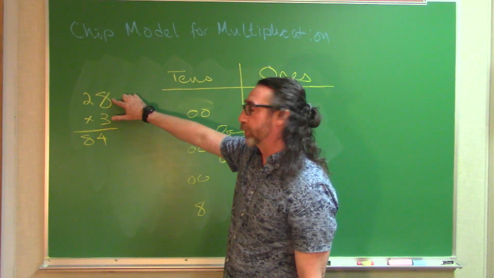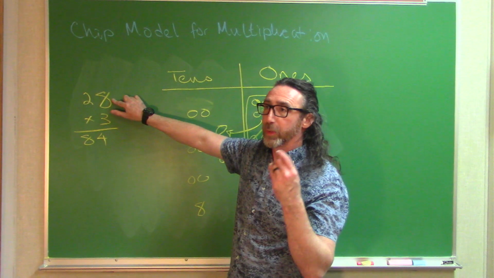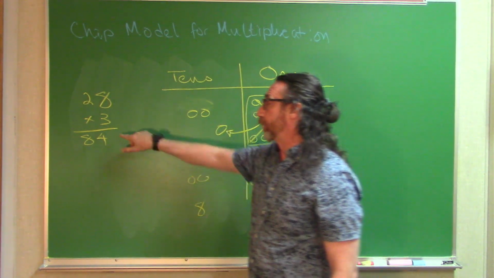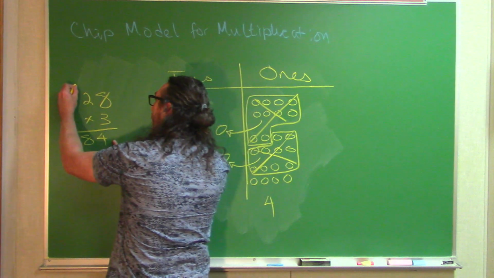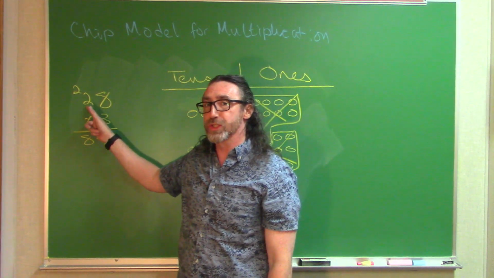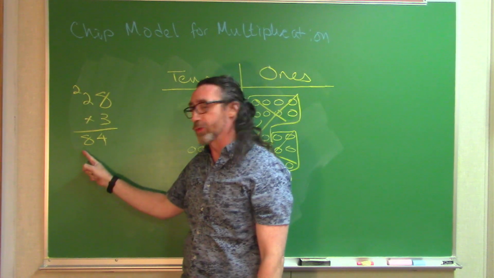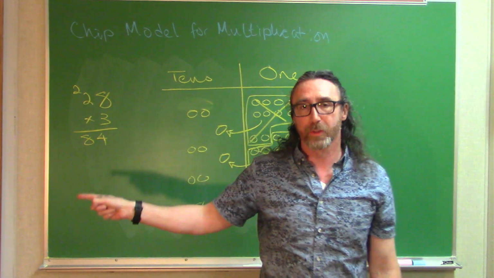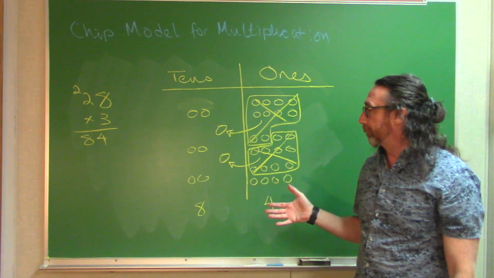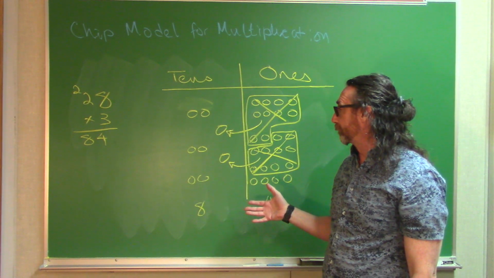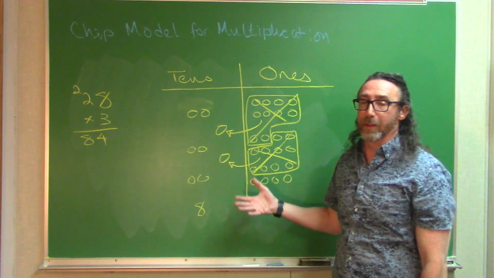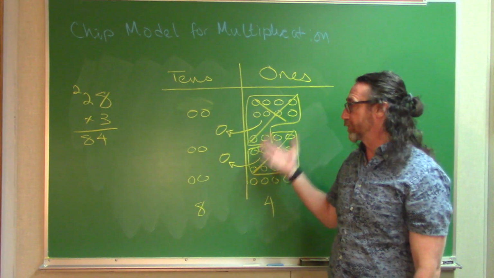multiplication. So firstly we do 3 times 8, which is 24, as we were seeing over here. So we put the 4 down here, we carry the 2. Then we do 2 times 3, which is 6, and then add the 2, which is 8. Okay? So the standard pencil and paper algorithm is illustrated by what we're seeing happen in the chip model.